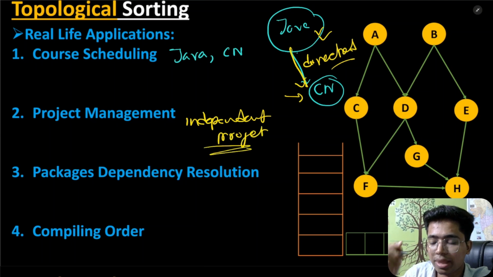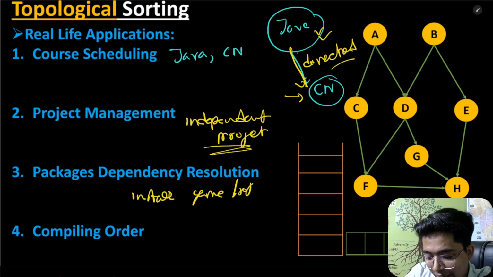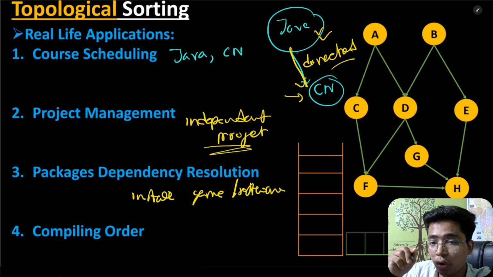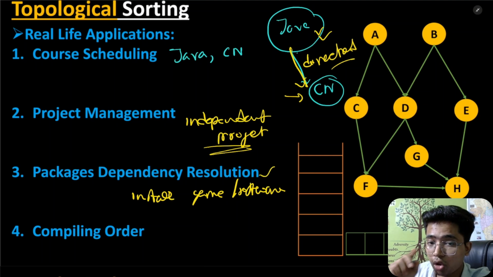Package dependency resolution. So suppose you want to install some game or software. There are a few required packages that must be installed prior to the software being installed. So that is given higher priority, and that is also an application case of this topological sorting.